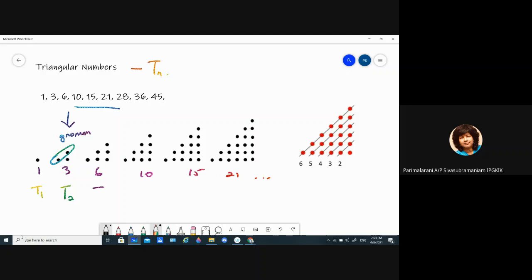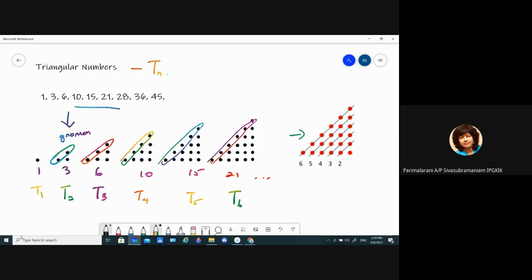For the third term, T3 is 6. Here we have added another row. For T4, we add another row. For T5, we add another row. For T6, we add another row. So each time we move to the next term, we add one row of dots. This is term 4, term 5, term 6. If you look at the diagram on the right-hand side, we can see how we keep adding a new row for each term.